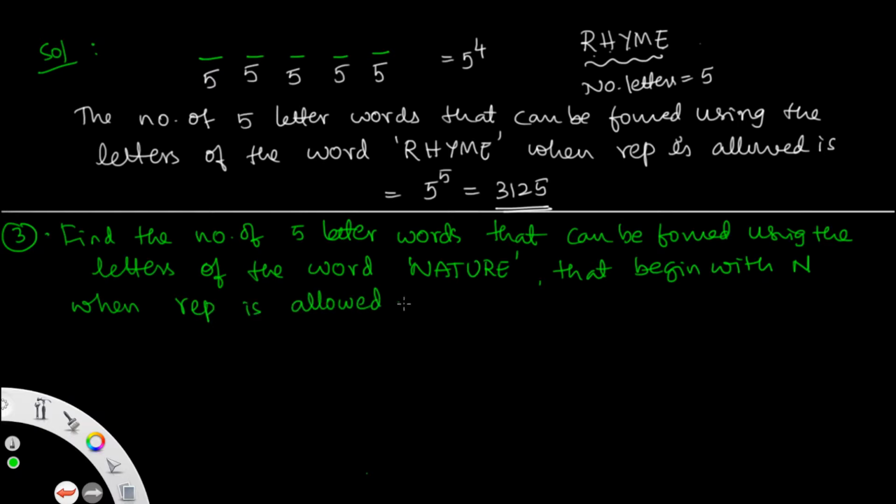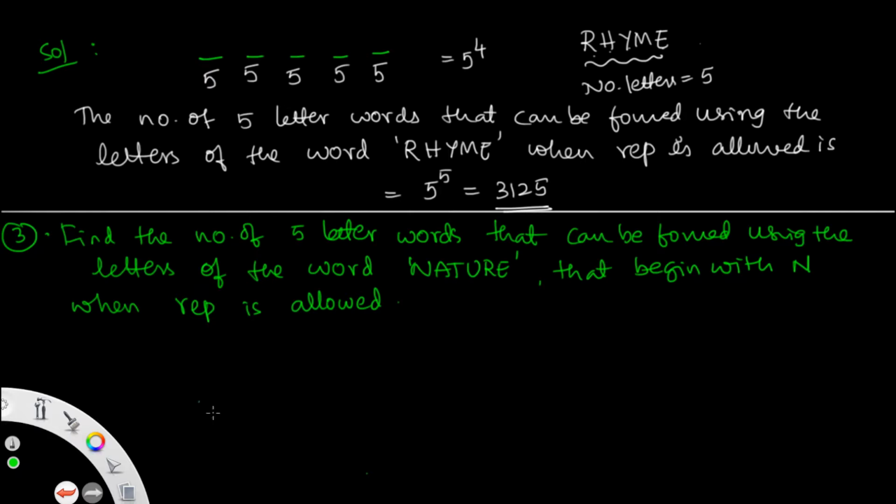So what is the question given? Find the number of 5-letter words that can be formed using the letters of the word NATURE that begin with N when repetition is allowed. We have to fill up the 5 blank places with the given letters, but a condition is given. The first place can be filled only by N. The remaining 4 places can be filled with any one of the given 6 letters, so it can be done in 6 ways. Therefore the number of 5-letter words that can be formed using the letters of the word NATURE that begin with N, with repetition allowed, is 1 into 6 to the power of 4.